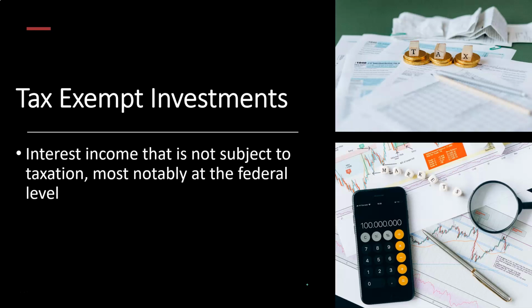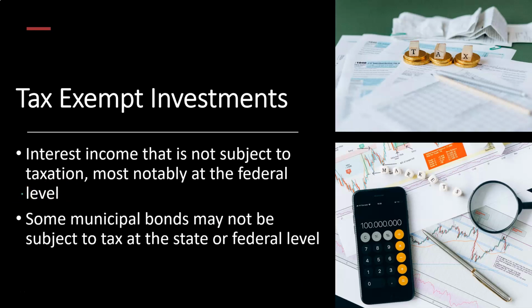So we have the tax exempt investments. Why would that happen, by the way? Well, the government's going to have to give us some incentive or allow us not to include something legally on the taxes. And for that reason, there's going to have to be some benefit to the government to allow us to do that. So there's going to be pros and cons, of course, trade-offs for any type of investment where we have that type of benefit. So we have the interest income that is not subject to taxation, most notably at the federal level. Some municipal bonds may not be subject to tax at the state or federal level.